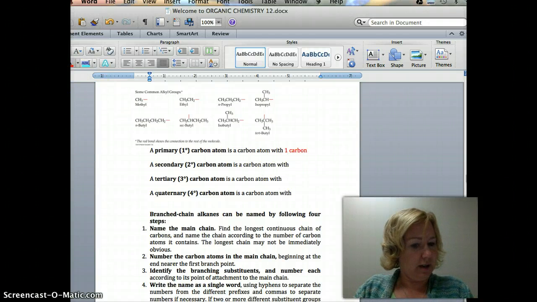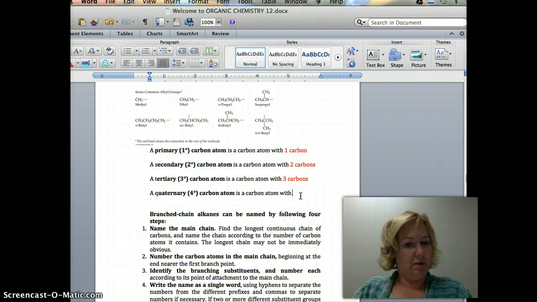Primary is attached to 1 carbon. Secondary is 2 carbons. Tertiary is 3 carbons. And quaternary is 4 carbons. And we will do this. This is one of those things that just takes a bit of practice.